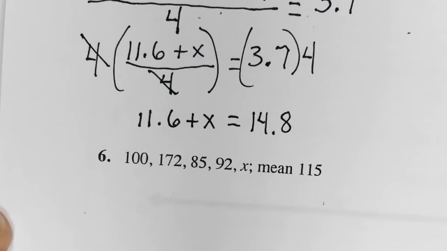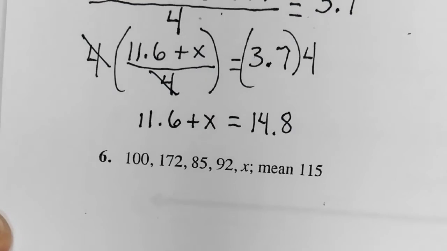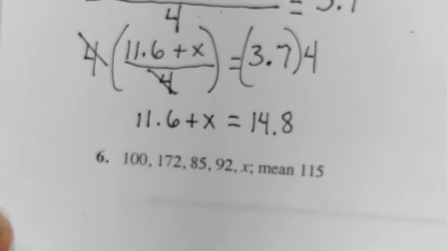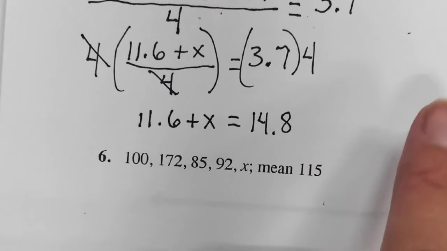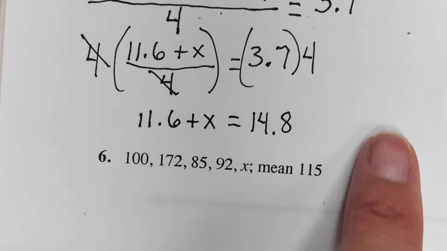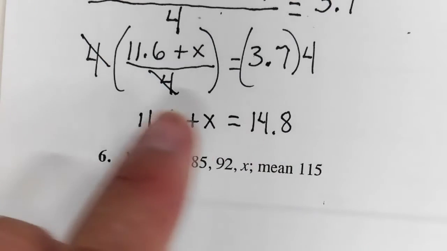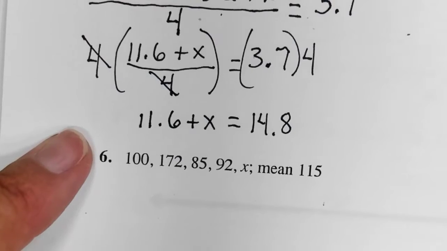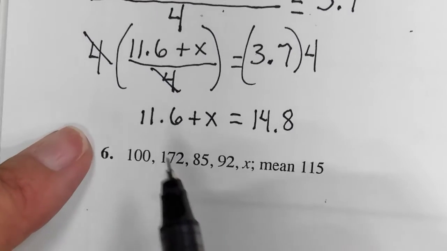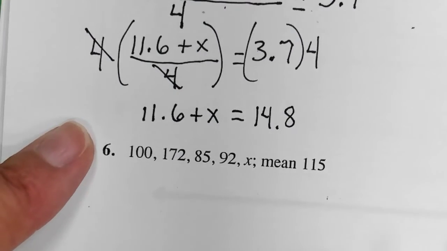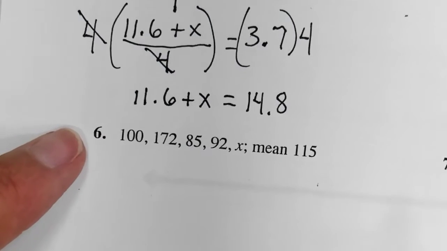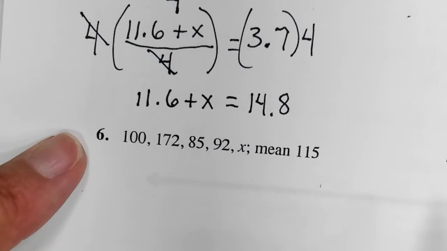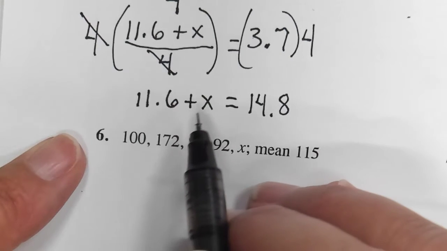Now you're still going straight down your paper. For me, I've run out of room so I'm going to go over here to the side. Well, maybe I could fit it in this space. So now I want to get x all alone.